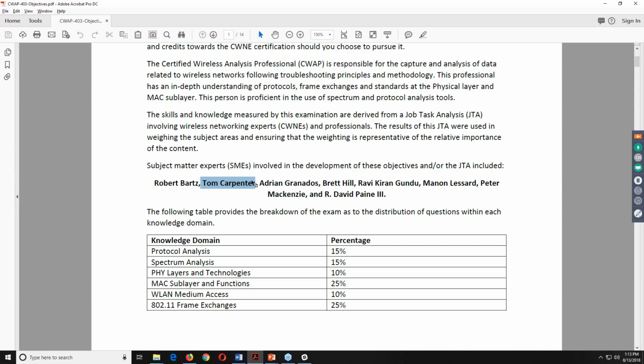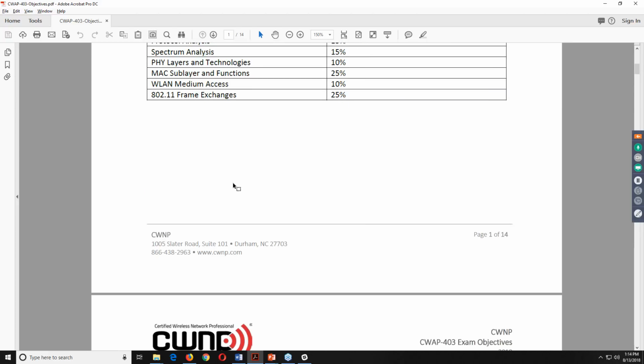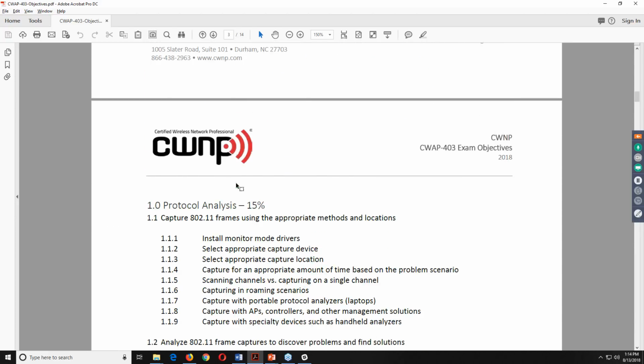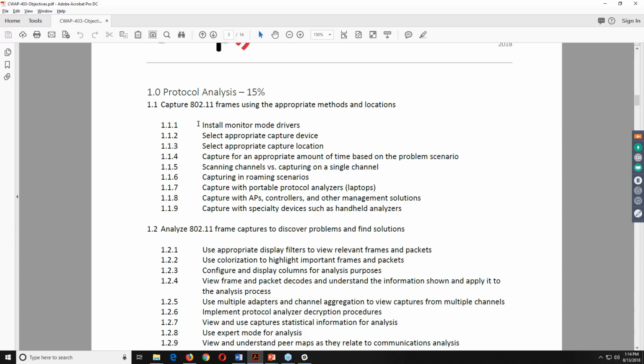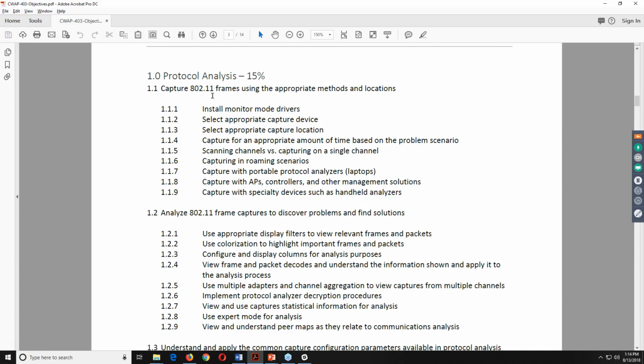And then out of that, we had a large list of capabilities that they needed to have. In other words, things they can do. We had a large list of tools they needed to know about, and we had a large list of knowledge that they need to have. So from the capabilities, the tools, and the knowledge, we then build learning objectives and exam objectives. And that's what we have in the ensuing pages starting on page 3. So this is where the breakdown is. So I told you there were 5 major objectives in domain 1. And we saw capture 802.11 frames using the appropriate methods and locations and so on.